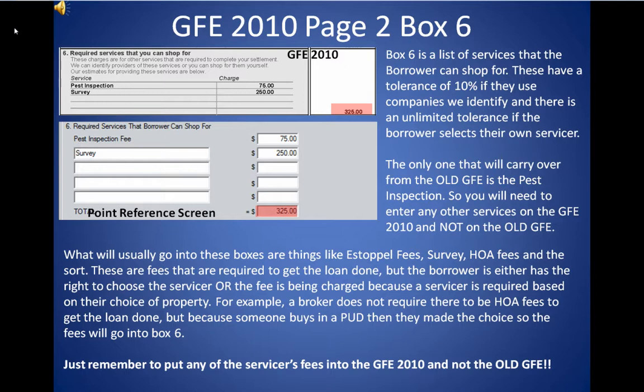But as you can see, you have several boxes where you can enter information in. So if they have a survey or there's home inspections, anything like that, you can enter into these boxes. But most of your data entry for this box on page 2 will actually come on the GFE 2010 form endpoint, not the old GFE form endpoint.